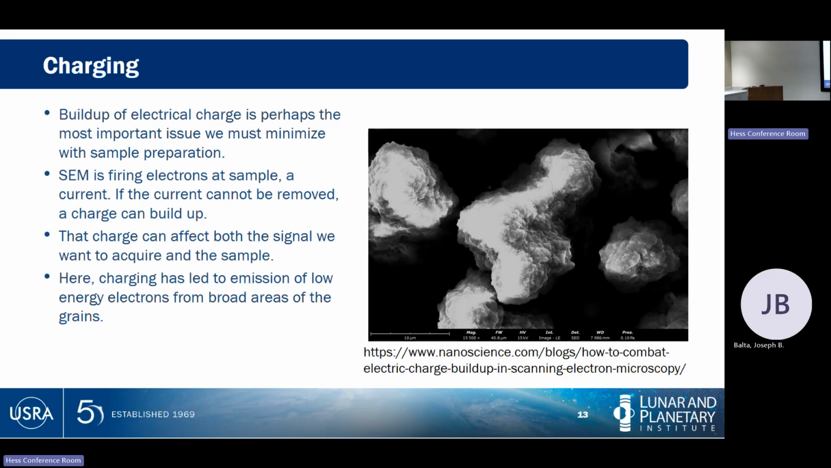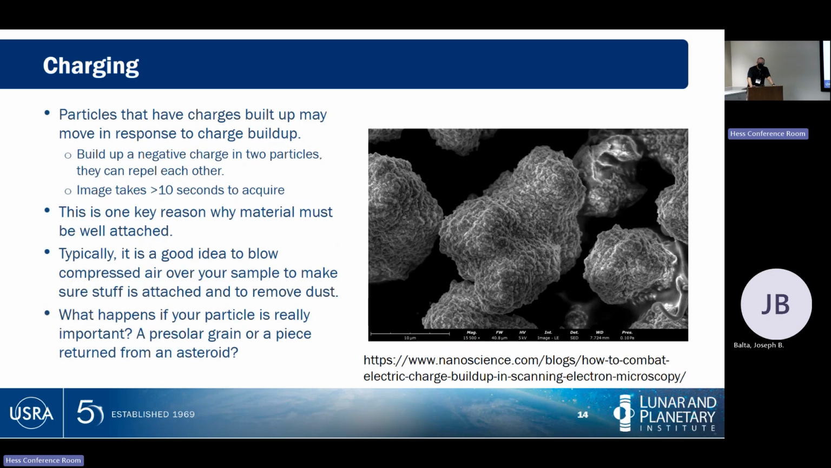This is a powder that has begun charging. The bright area is gaining extra electrons from the fact that there's a beam of electrons firing at it. And those electrons are basically just glowing back at us. The whole sample is now glowing because the whole sample has become an electron emission source. Here's that same powder when it is not charging. So now we can actually see the texture on the surface here.